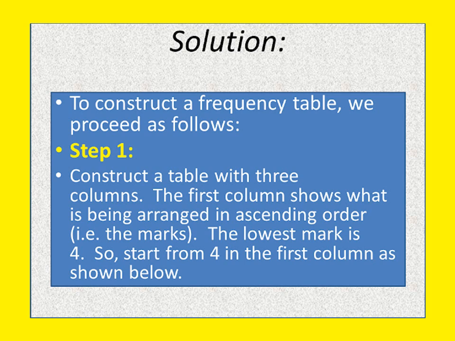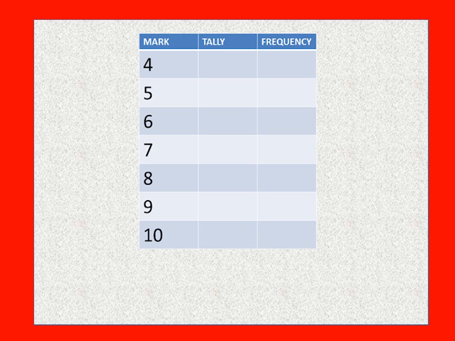How do we construct a frequency table? By following these steps. Step 1. Construct a table with 3 columns. The first column shows what is being arranged in ascending order. The lowest mark is 4, so start from 4 in the first column as shown below. Here is your frequency table with the data arranged in ascending order.